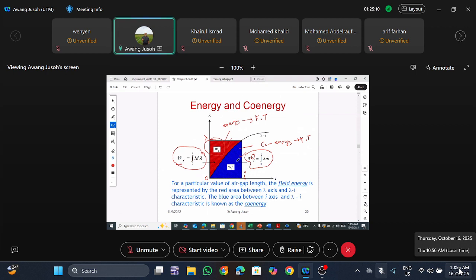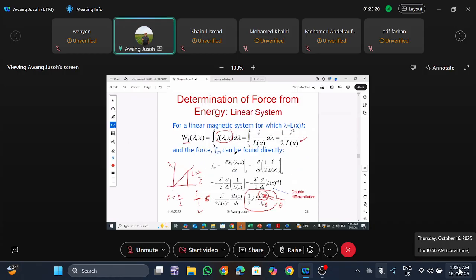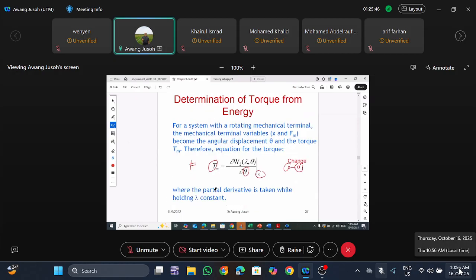Remember this one. You need to remember the lambda-I relationship, which one is energy, which one is co-energy, the equations involved. The process that I showed just now is not asked in the exam. You only need to use the formula. For example, to find the force, use this formula: half I squared dLx per dx. To find the torque, half I squared d L over d theta. That's only what you need to know how to use. The derivation, normally we don't ask you how to get the force equation. What you need to do is use this formula and calculate all the problems given to you.